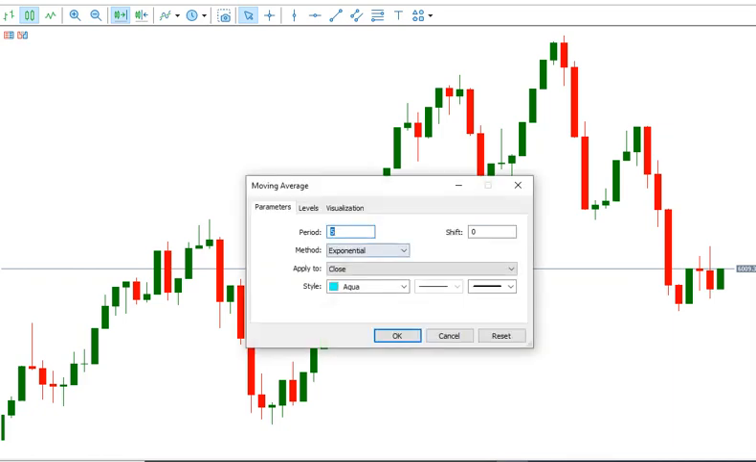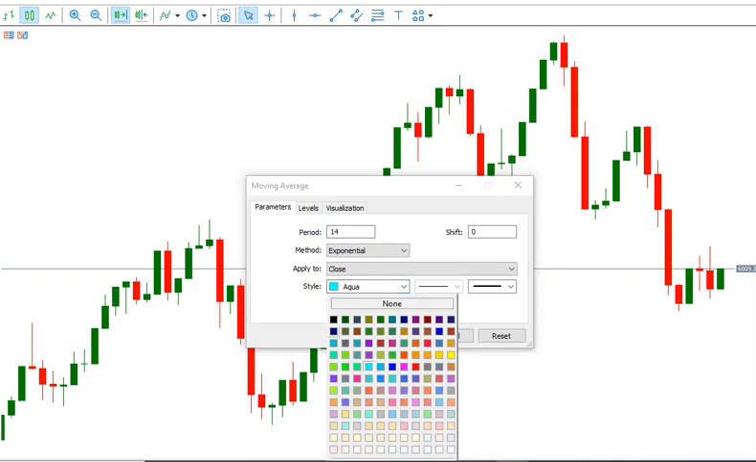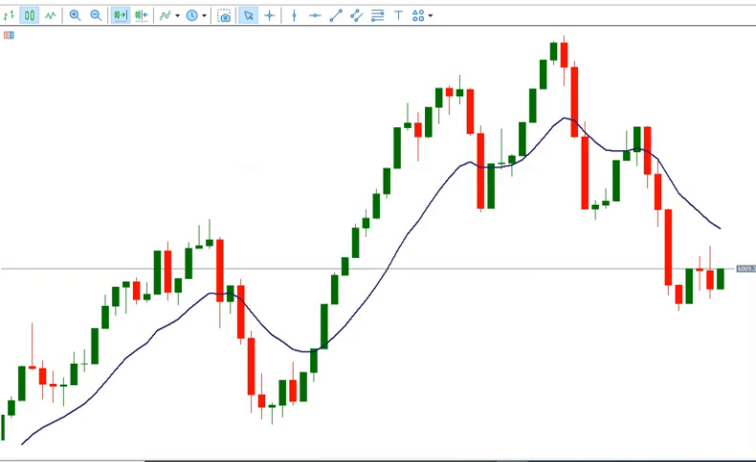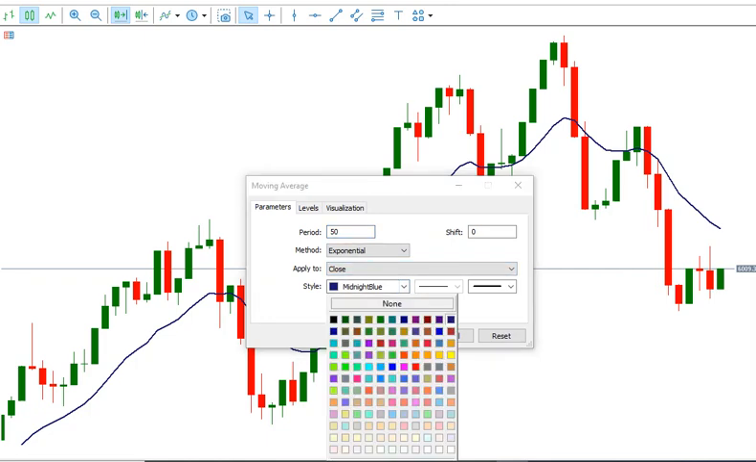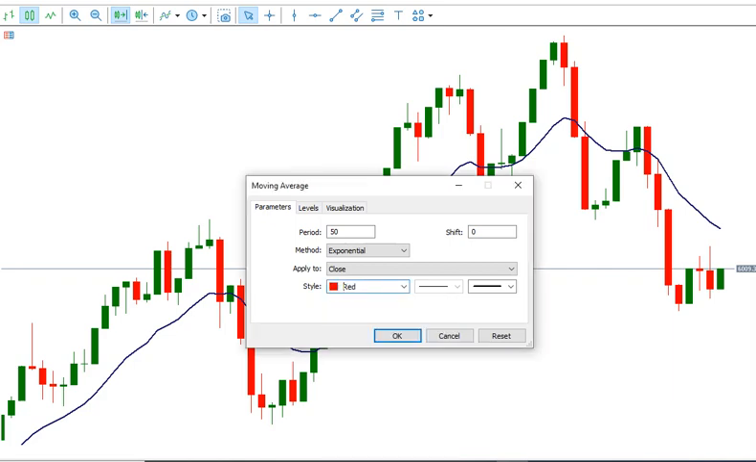The first indicator I am using is moving average, and the moving average I am using is 14 exponential. I have to change this color. Let me use blue. Then I have to add another moving average. This time I add 50. Now this time I will not be using blue. I should use something that can be noticeable. Let me use red.